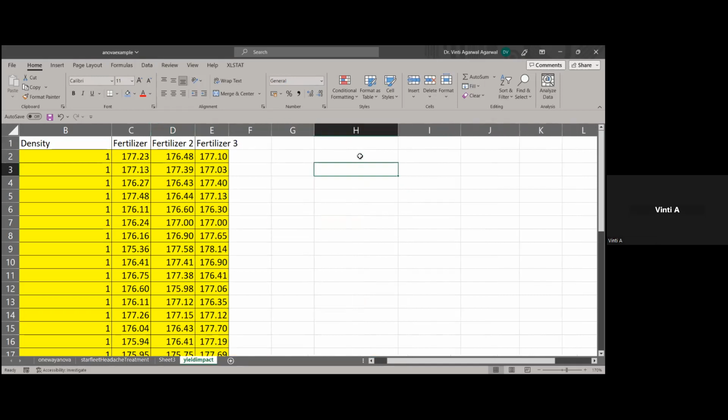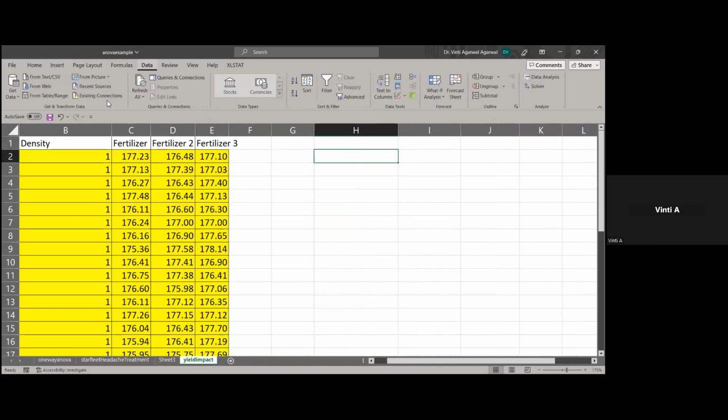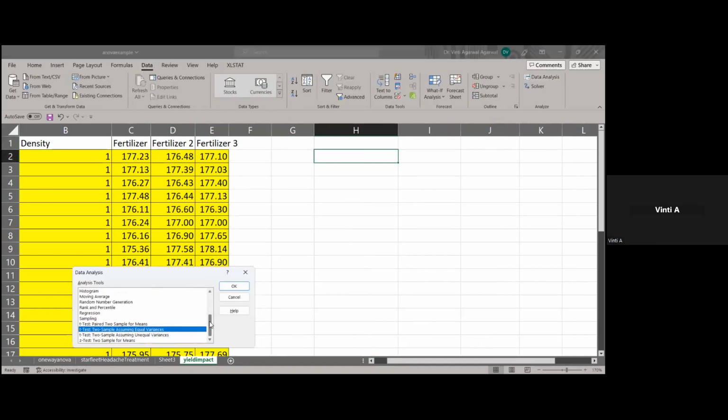Similarly, you can use the same data and go to data analysis. Now this time you will go to ANOVA two factor with replication, because earlier we used single factor, now we are saying two factor with replication.